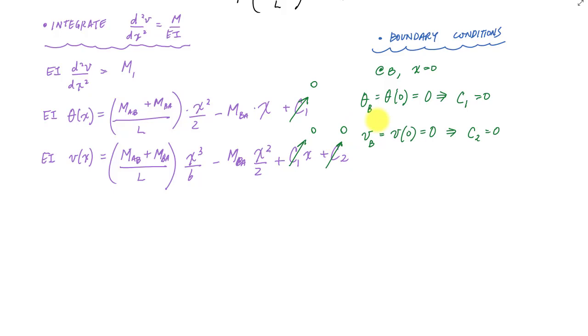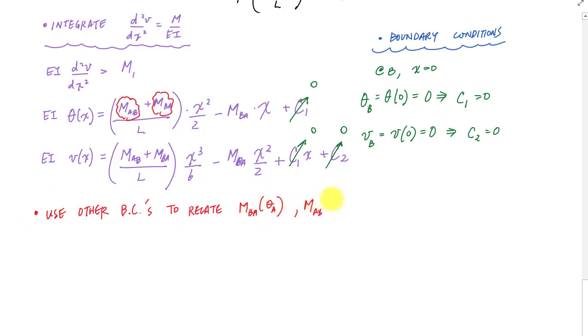And so now, hopefully, I can relate my moment for AB and BA to the slope, theta A. And essentially what I have are two unknowns in this case. So MAB is an unknown and MBA is an unknown. And I want to solve for two unknowns. So I'm going to use my other boundary conditions to finally relate MBA. I want to put this as a function of theta A and MAB as a function of theta A, like this. And the two boundary conditions are at A.